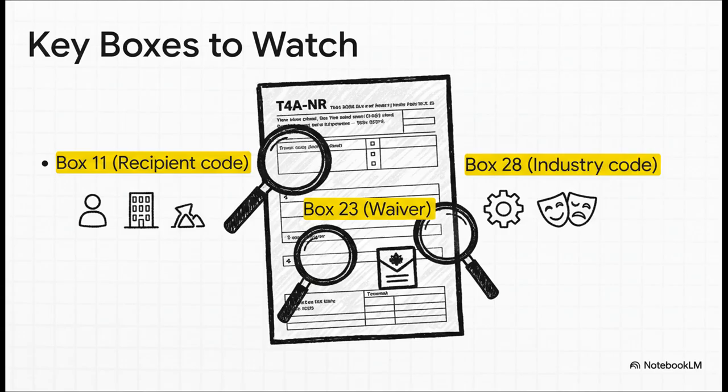Box 23 is for waivers. You only put a 1 in there if you have that official CRA letter we talked about. And finally, Box 28. You have to look up a specific industry code from the CRA's list. For a consultant, you'd probably use 54 for professional services.